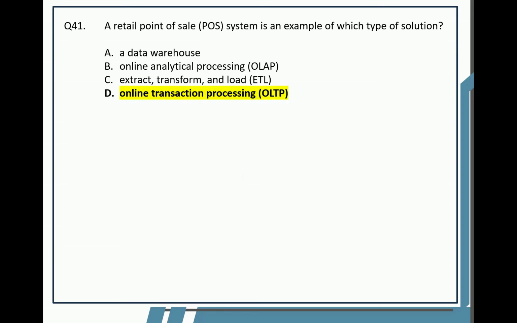Data warehouse is used for historical reporting and analysis. OLAP, as we talked multiple times in the series, is used for analytics, aggregations, and business intelligence. And ETL is used for moving and transforming data, not processing transactions.